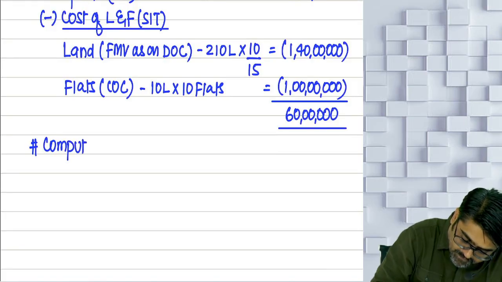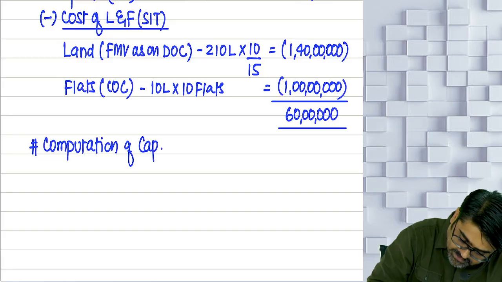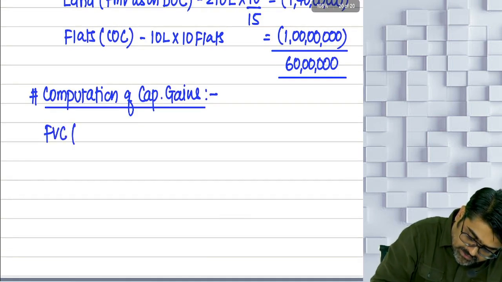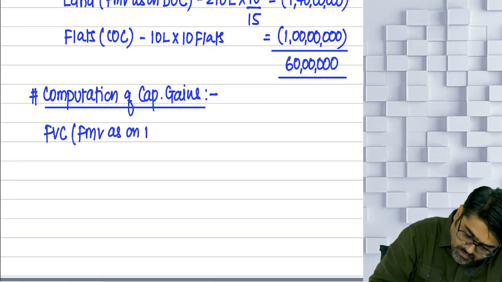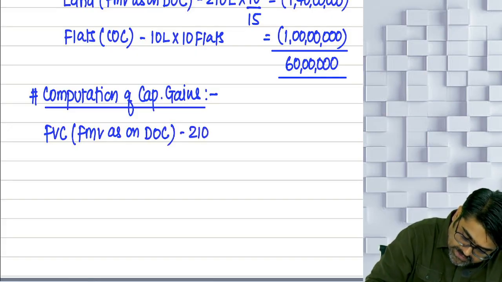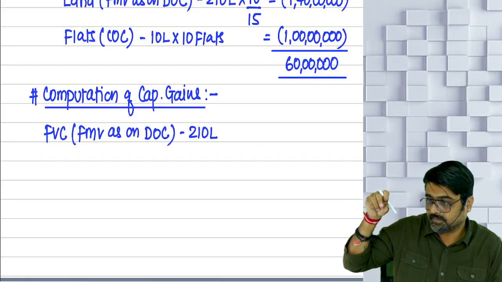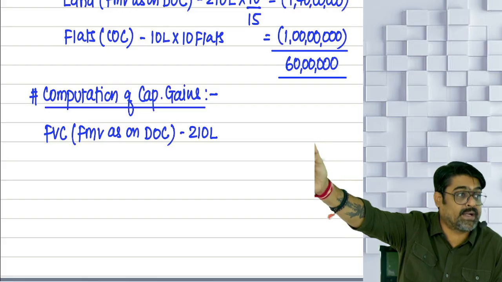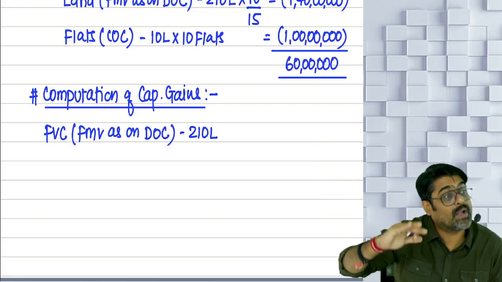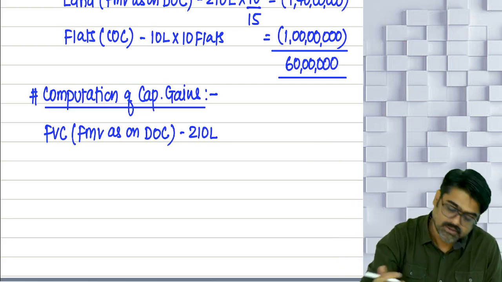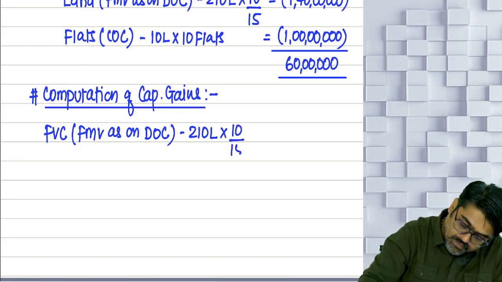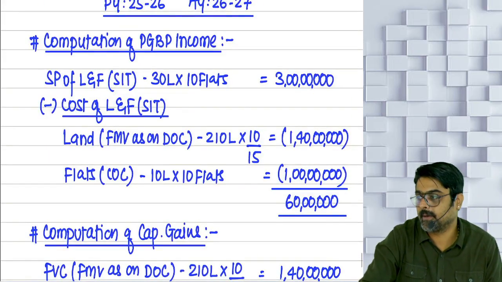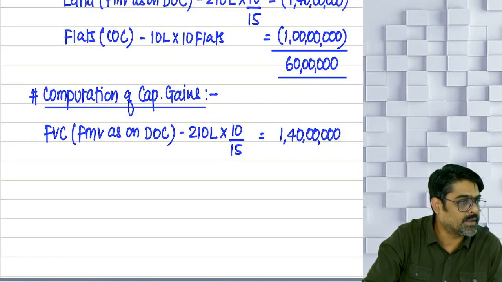So now you are going to calculate the computation of capital gains. Now to compute the capital gains, what will be the full value of consideration? Fair market value as on date of conversion. What was the fair market value? 210 lakhs. But this is the fair market value of that land which is getting converted. But if the entire land would have been sold as stock in trade, yes or no? I would have taken this entire 210 to calculate the capital gain of entire land. Understanding? So I will take only 10 upon 15. The same amount which I have taken as cost to calculate my PGBP income, that same amount will be treated as my full value of consideration. Yes or no?